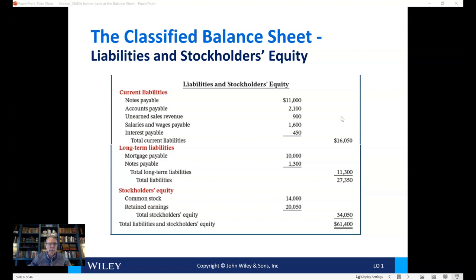Long-term liabilities, mortgage payable. If you have a mortgage, you know that it's usually a 15 or 30-year mortgage, so that's obviously longer than a year. And again, notes payable is due longer than 12 months, so you have a short-term notes payable and a long-term notes payable, totally dependent upon the length of time when you have to pay.